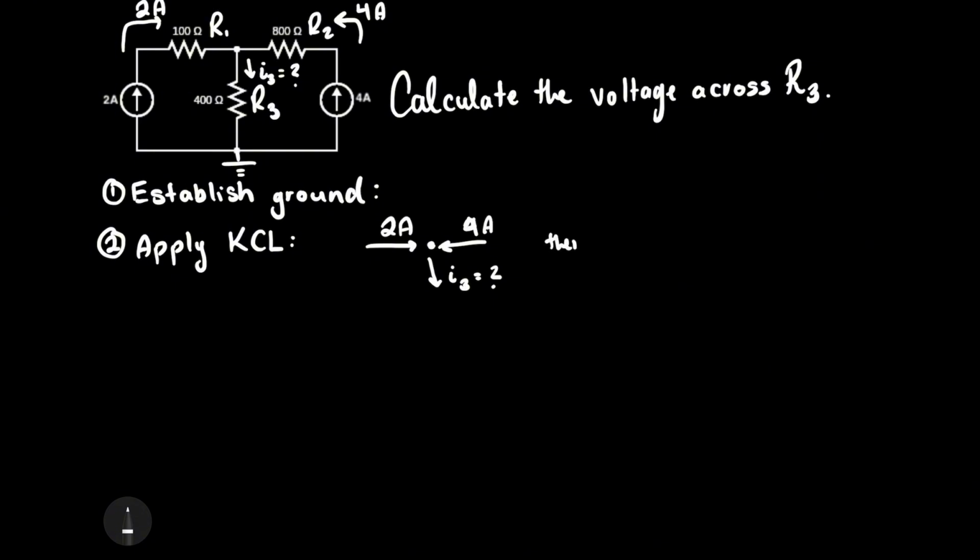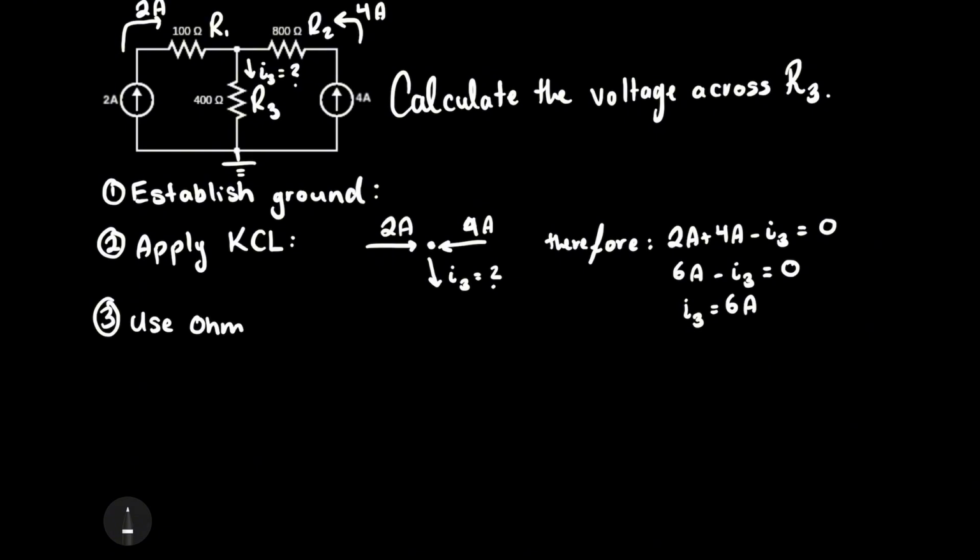Now, according to KCL, all the currents within that node must equal 0. Therefore, 2 amps plus 4 amps minus I3 is going to equal 0. If we solve that, we get 6 amps minus I3 equals 0, or I3 equals 6 amps.